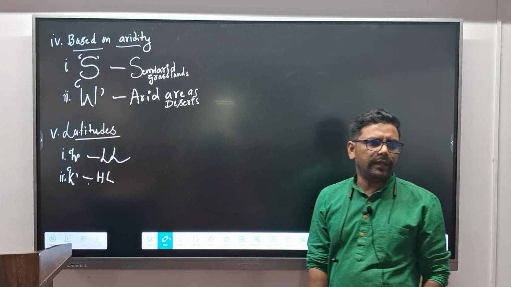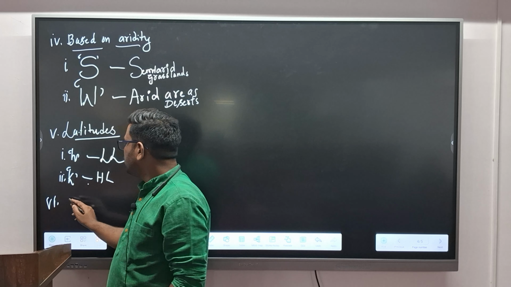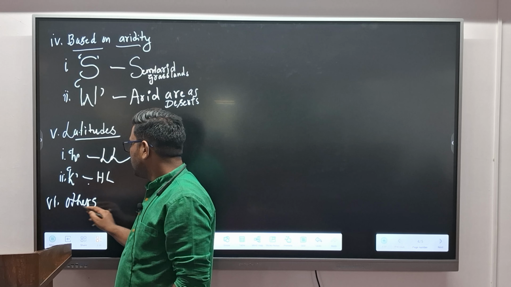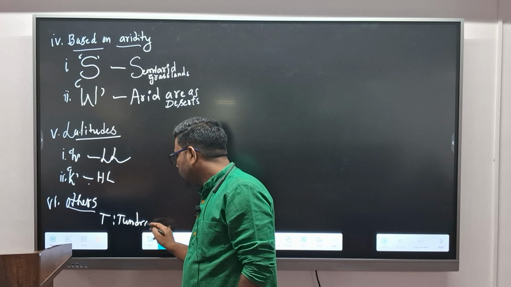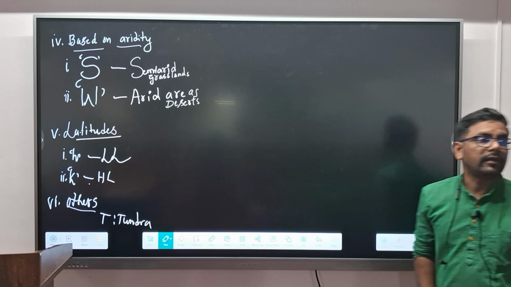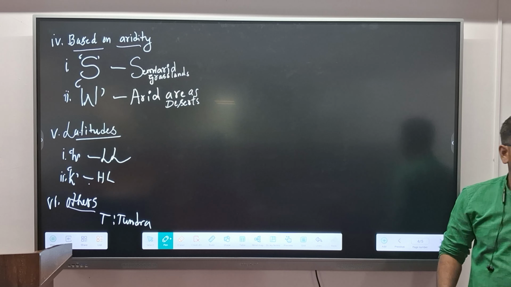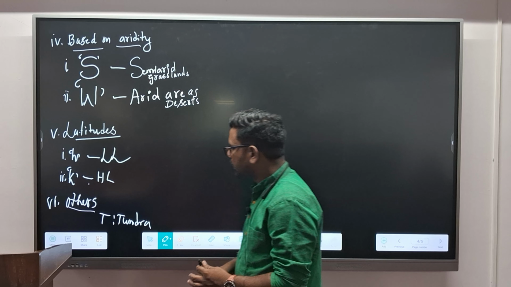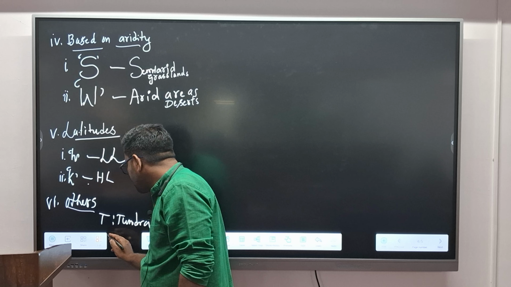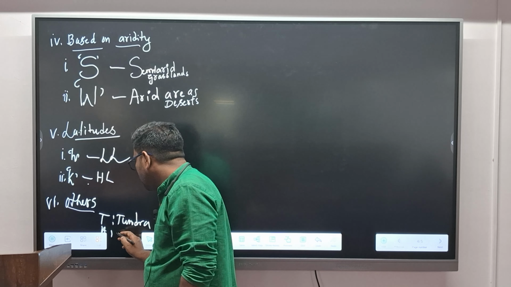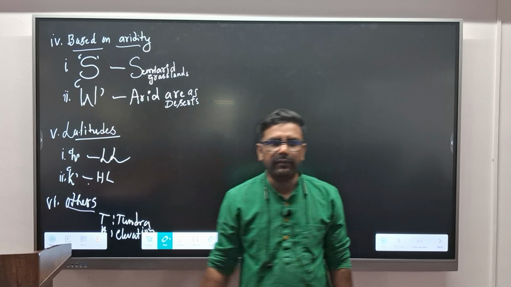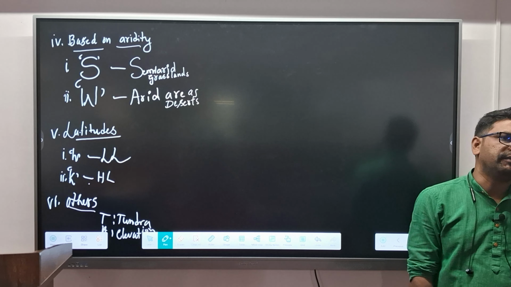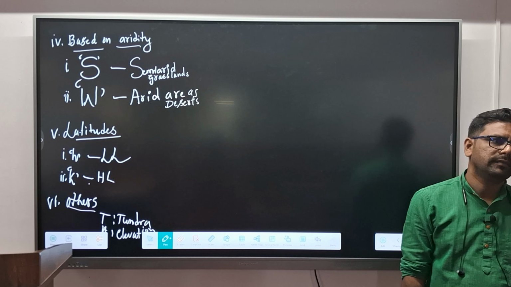And one more thing you must know here. Others: you can write T, which means tundra. Tundra climate. Okay, and again capital H means elevation. Elevation means mountainous.